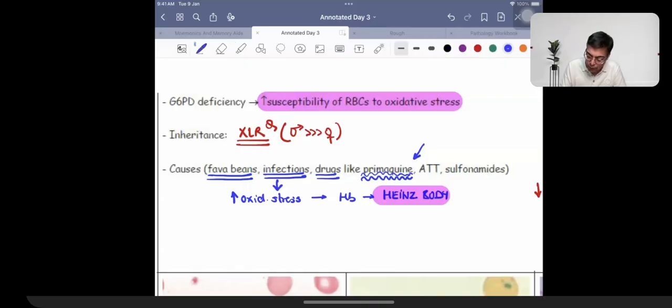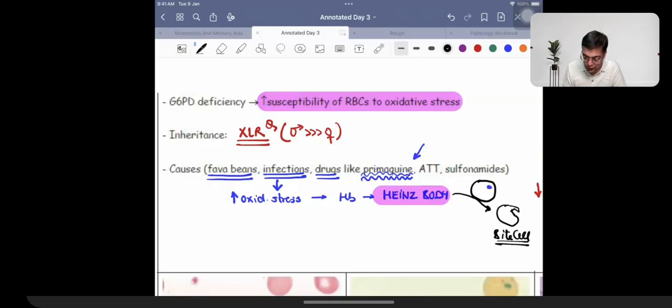When such an RBC is passing through the spleen, inside this RBC you are going to have the presence of Heinz body. When this RBC passes through the spleen, it is going to have an appearance like this. It will feel to you as if the RBC has been bitten off. Actually, reorganization of cytoplasm takes place. The RBC has an appearance that it has been bitten by the splenic macrophage. So this is what is given the name of a bite cell.